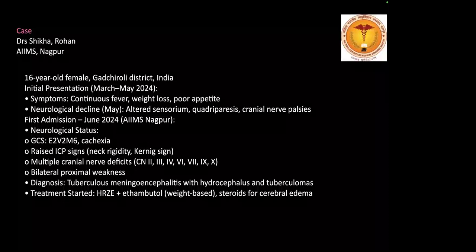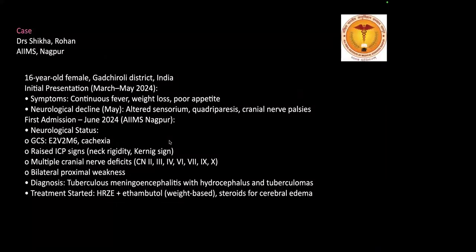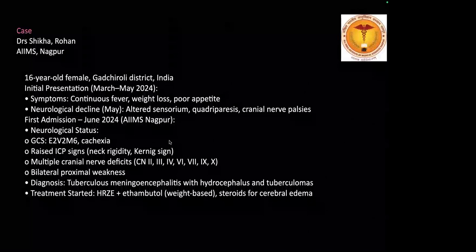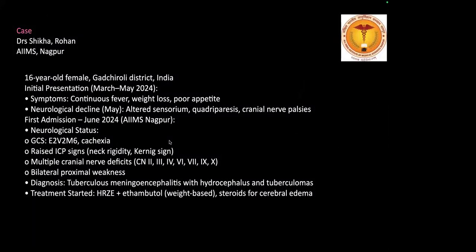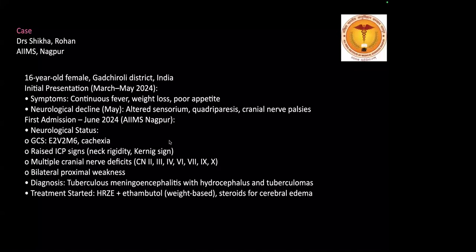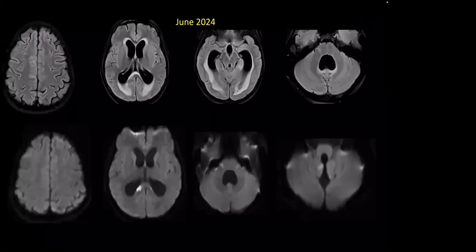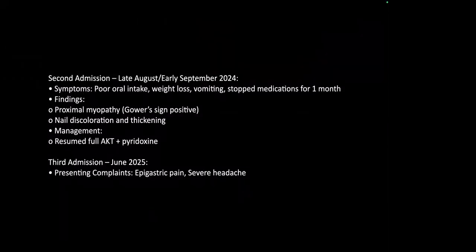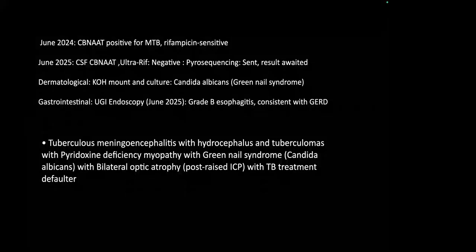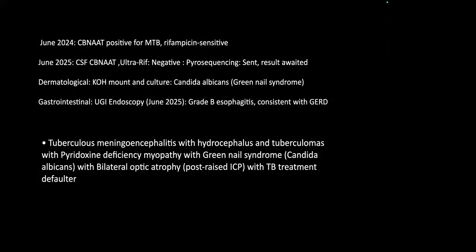We next have a 16-year-old female from Gadchiroli. She initially presented to us 1 year ago with symptoms of continuous fever, weight loss, poor appetite, and altered sensorium, quadriparesis with cranial nerve palsy. When we did the lumbar puncture, the cells were 85% lymphocytes and 5% neutrophils. CSF CBNAAT was positive for rifampicin-sensitive TB. Our protein was around 282.9 and sugar was 80.4 1 year ago.